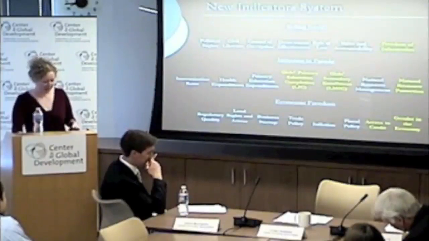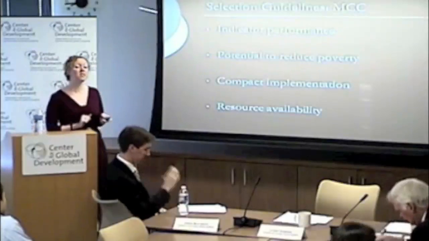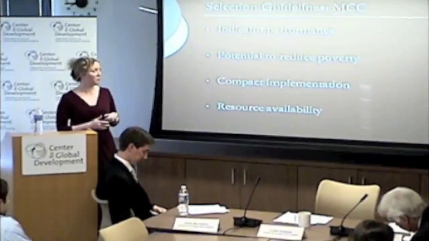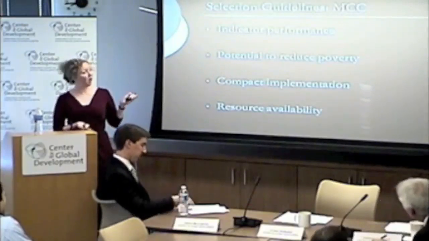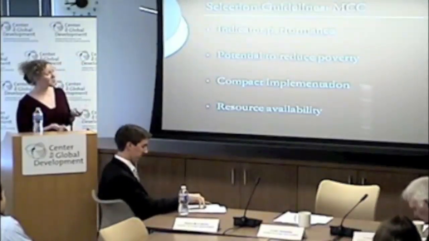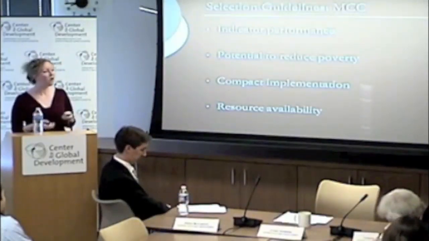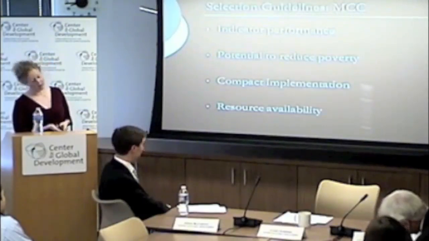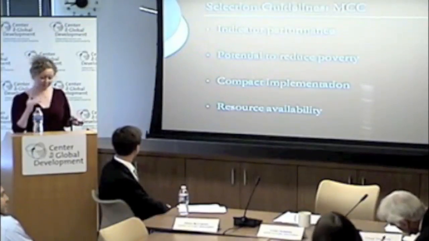Now, the question is, how does the board make their decisions? So the MCC Board of Directors bases their eligibility decisions on four criteria. The first, as we've already discussed, is indicator performance. So how a country performs on the indicators and what their policies are in these different areas.